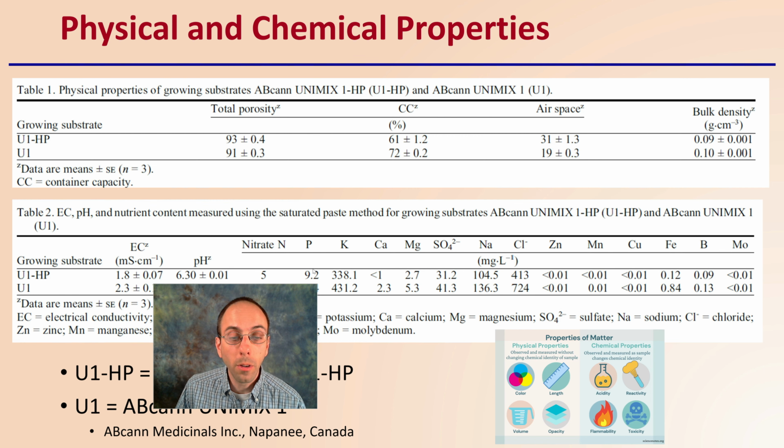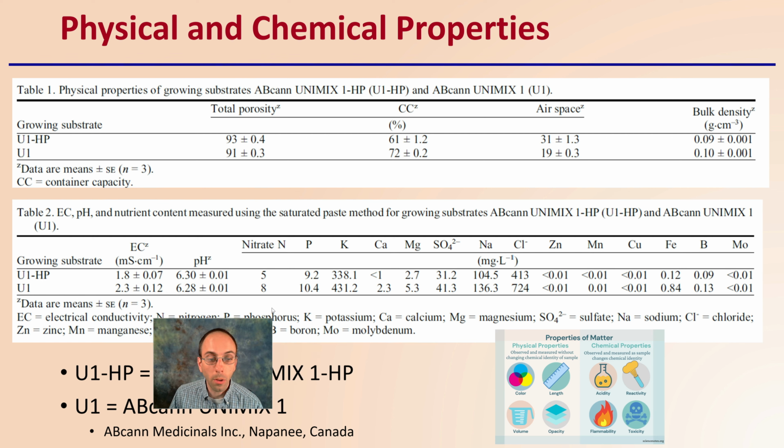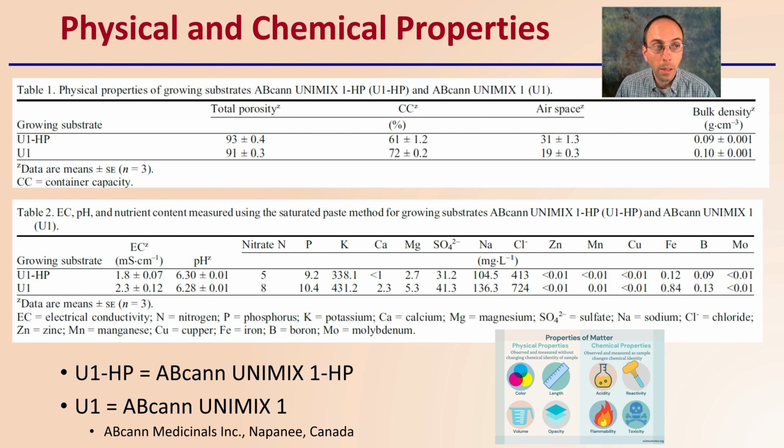So first off, the chemical and physical properties of the substrate that they used. What are some of the specifics? This is in the very important materials and methods. We can see the total porosity presented here, plus or minus, how they're close. Also, make note of the growing substrates: you see a U1-HP and just a U1. These are the different types of substrates that they used. They're both from a company out of Canada.